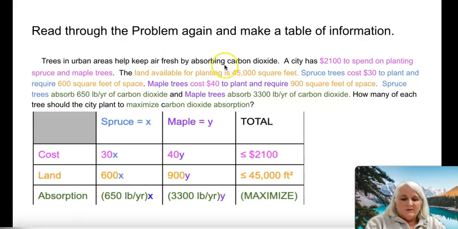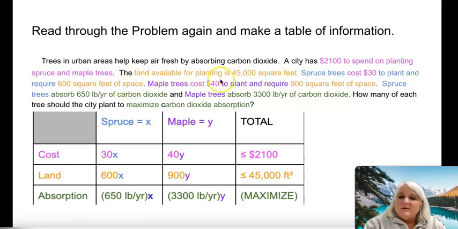So I went through the word problem and read it again and I color coded. You don't have to color code, I just do this to help me organize my thoughts. So I color coded what related to each other. So there's $2,100 to spend on planting the spruce and maple trees. Okay, so that's going to be the cost for me to purchase these and plant them.